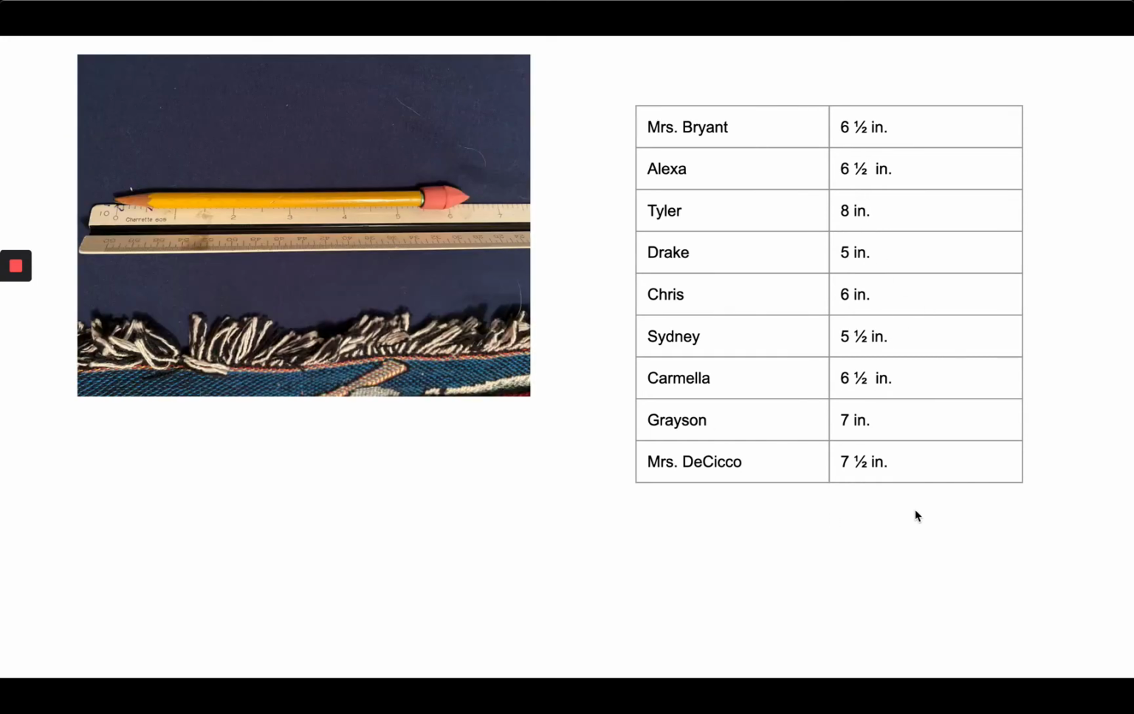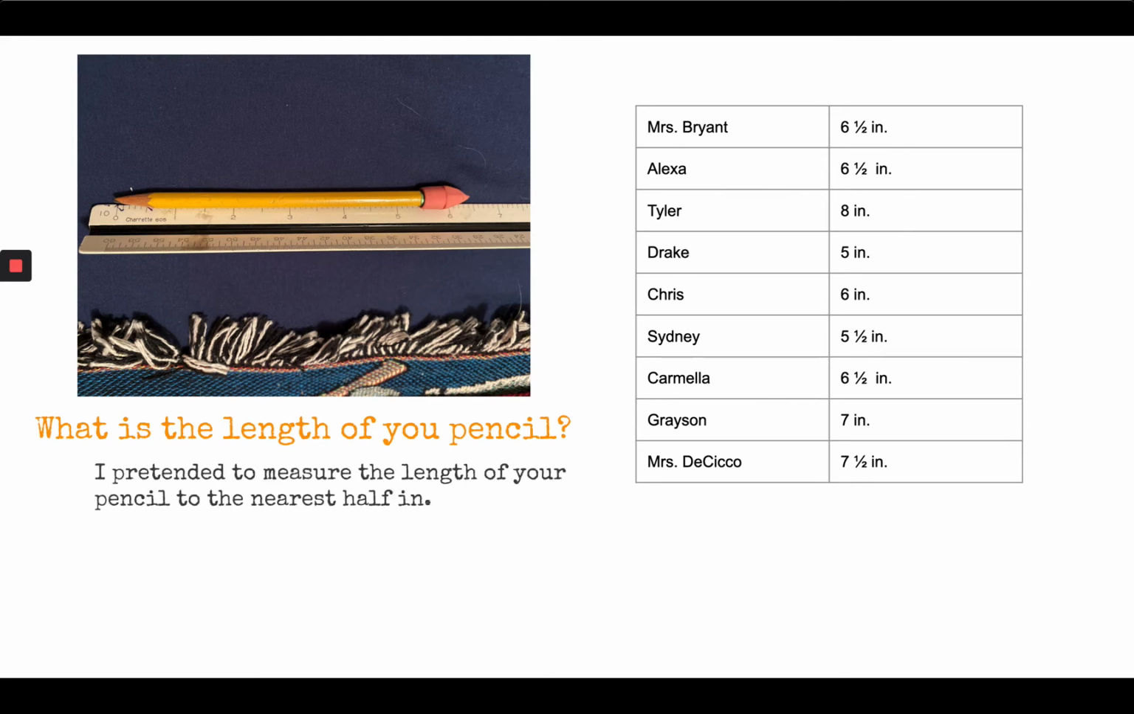Okay. So here's my pencil, okay? And you will see your lengths and then mine. And I pretended to measure the length of your pencil to the nearest ½ inch. So what that means, if I'm talking about inches, I could say 1, 1.5, 2, 2.5, 3, 3.5. So I measured it to the nearest ½ inch. So here's mine, okay? And mine's just about at 6.5. So I just rounded it a little bit up, okay? And there's my pencil length.